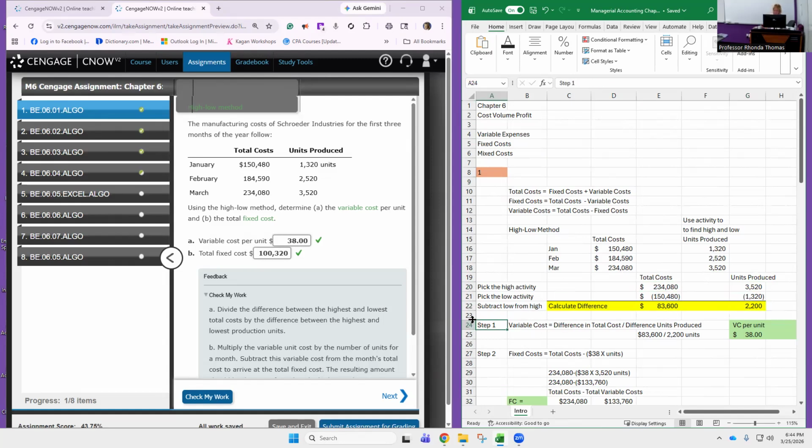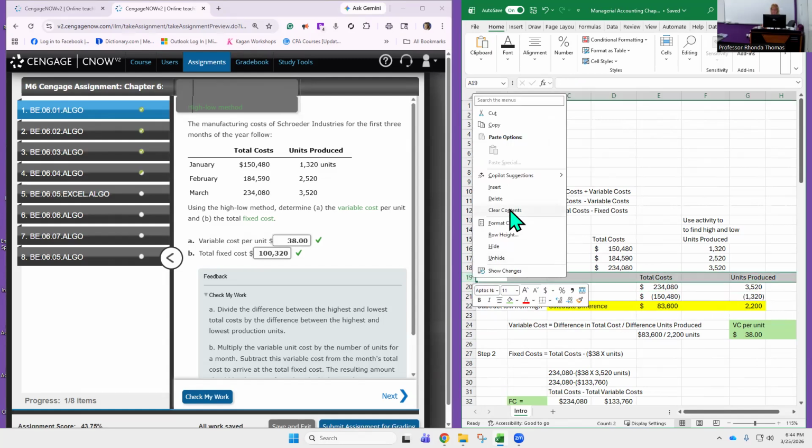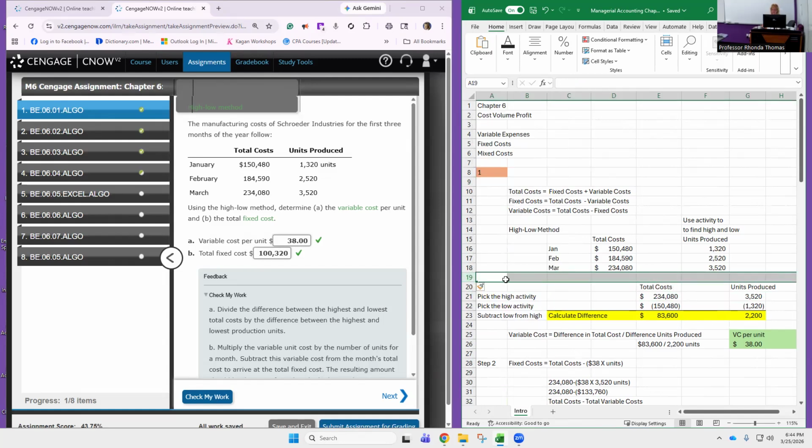Really the first step in the high-low is to pick the high activity, okay? That really is the first step. So let me put that here. So this is step one. So you need to be able to put together from a list, if there were 10 on the list, you would go in and find the highest one and the lowest one, and then put in the costs that are associated with it, okay? So that's step one.